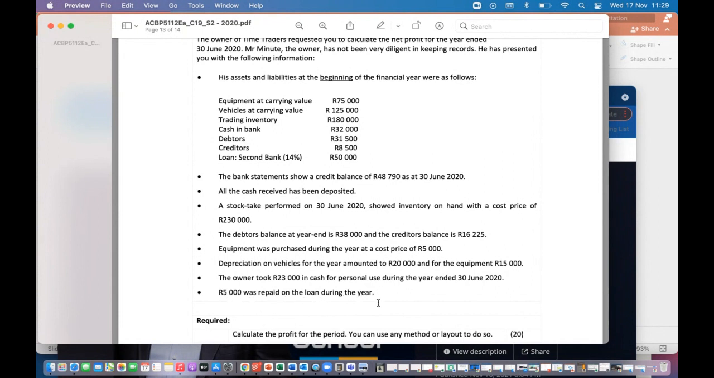5,000 was repaid on the loan. This is obviously going to reduce your bank, and it's going to reduce the long-term loan. So this is going to decrease your loan from 50 to 45,000. But I assume your bank, remember here they said on 30 June, so I think they've already incorporated the 5,000. What's important is this 5,000 is going to affect the 50,000. That's where I think you need to make the necessary adjustment.